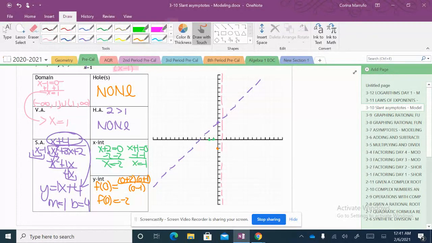Alright, so now I'm going to go ahead and make my graph. My graph is going to look something like this. It's going to follow along my asymptotes, go through these 2 points, and then come back down. And then the other side is just going to be in this area right here. That's it.